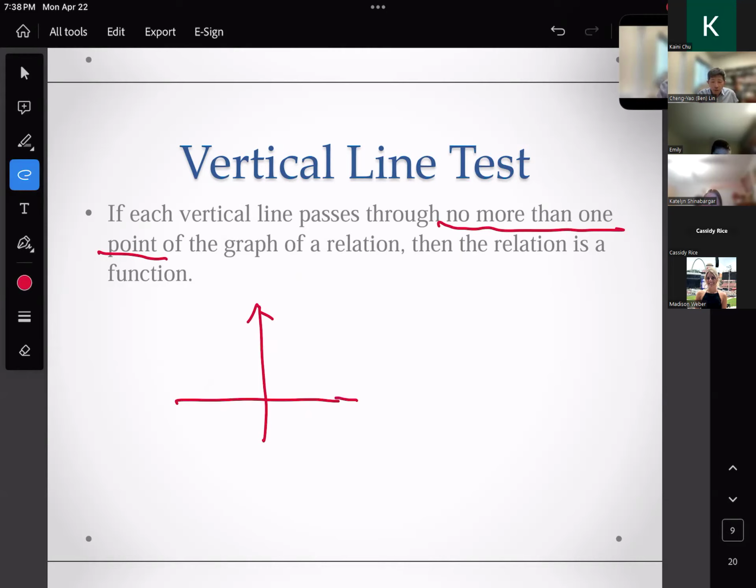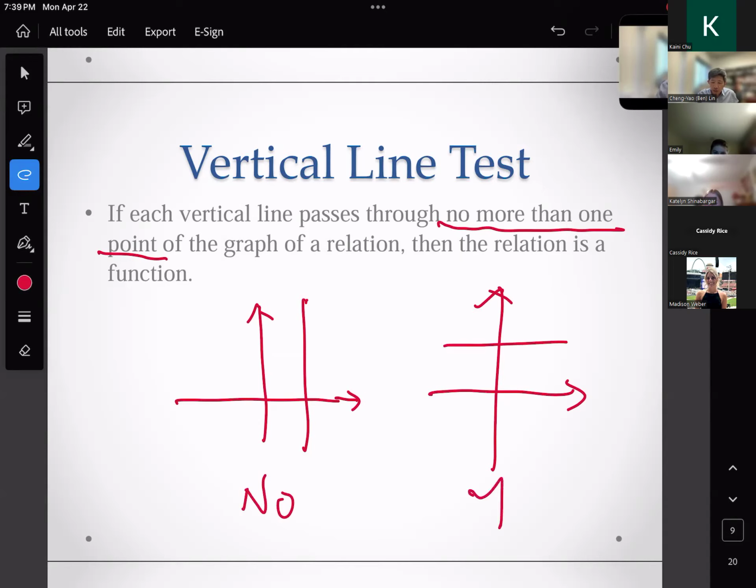Now what about a graph like this? Function or not function? Not function. Because the vertical line does not pass, this is maybe infinity, right? So why is this one a function, and why is this one not a function? Why? Because if you draw a vertical line on the left one, then it's going to touch all y coordinates and only one x.